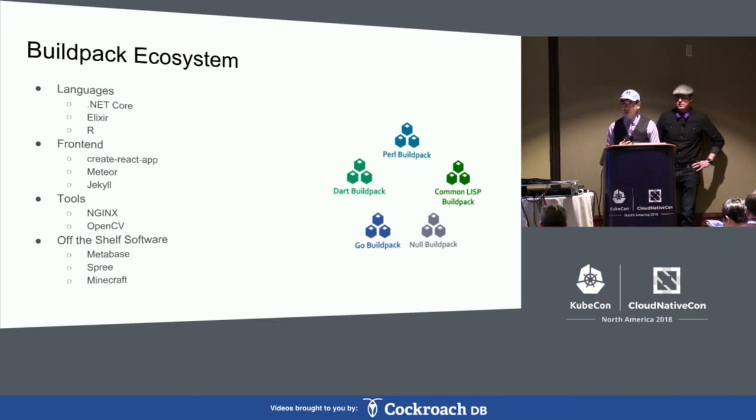In addition, there's whole new ways to have different build pipelines, right? The whole entire front-end ecosystem around Node and React and Meteor and all those things, you can just pull down a build pack and use that to build it. There's tools like Nginx or OpenCV that you can just add on to your build pack if you want those tools as part of it. And finally, there's also off-the-shelf software where people have built build packs where you can just do simple configuration and not worry how to actually set up and run and spin up those pieces of software on the platform.